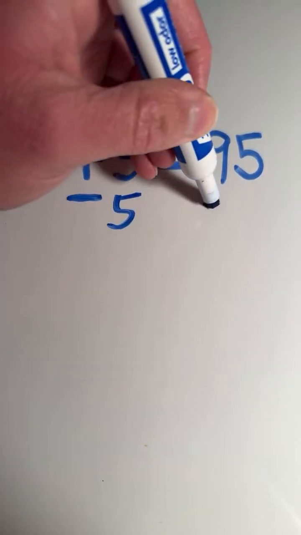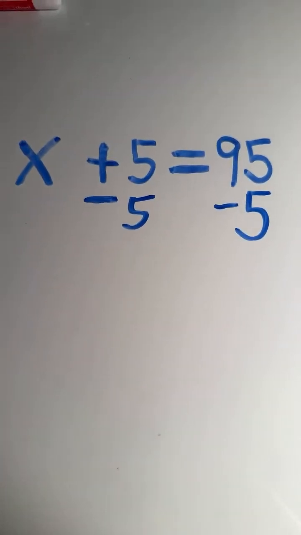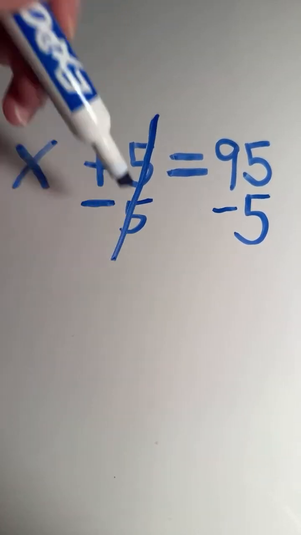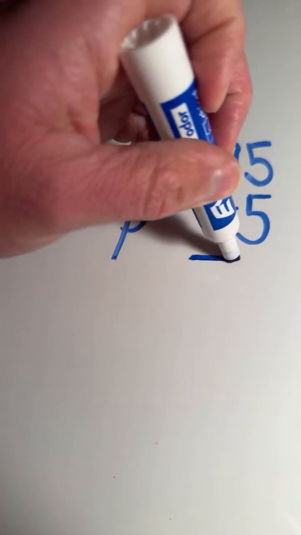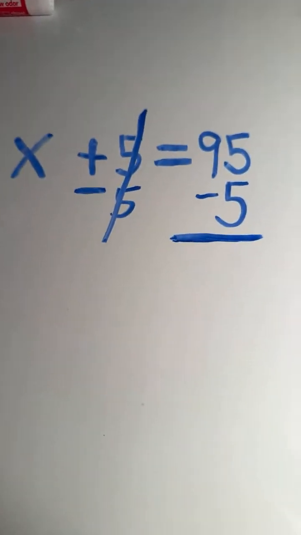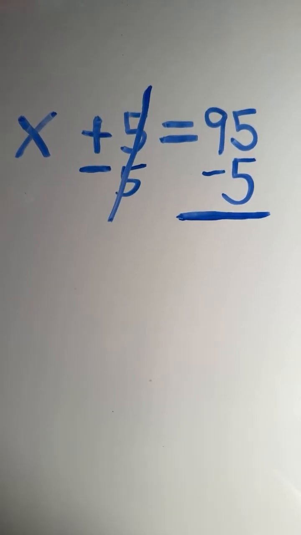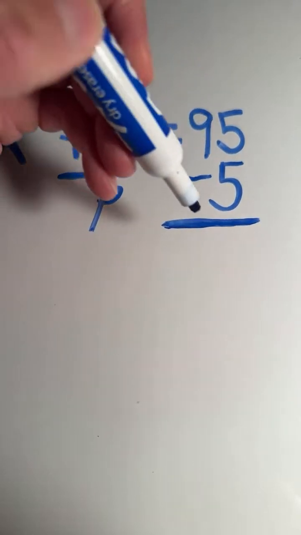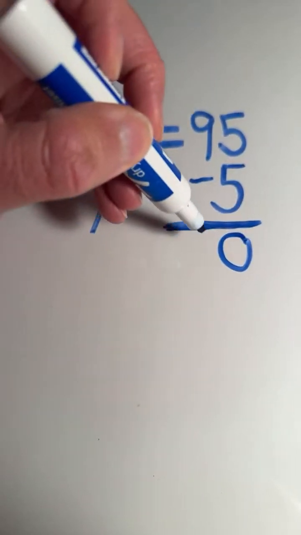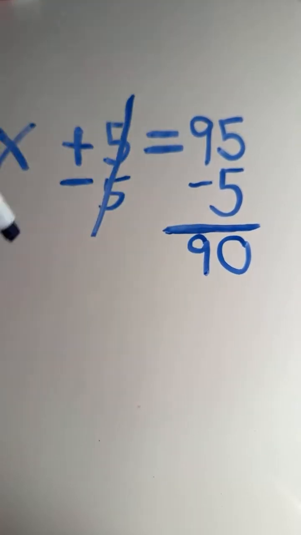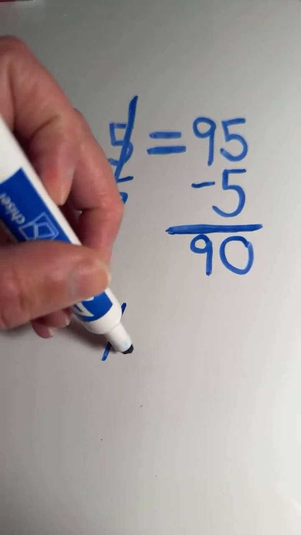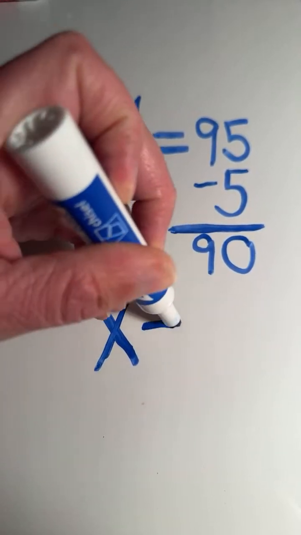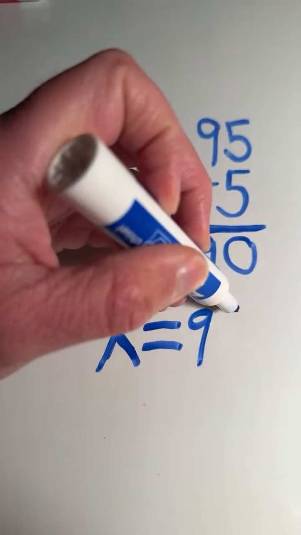So we need to subtract 5. Get the 5 on the other side of the number line. So those two numbers cancel out. Now we need to subtract 95 minus 5. 5 minus 5 equals 0. 9 minus 0 equals 9. And we have our answer. X equals 90.